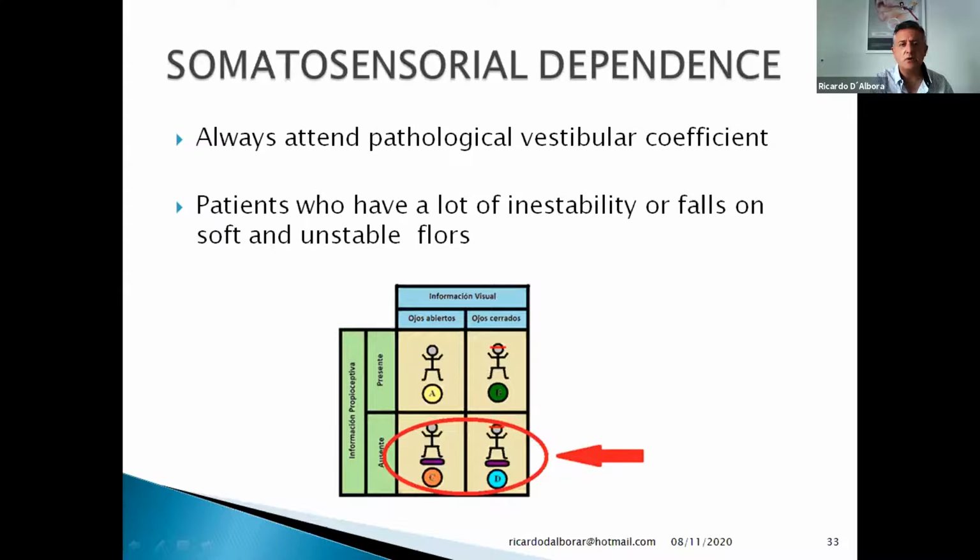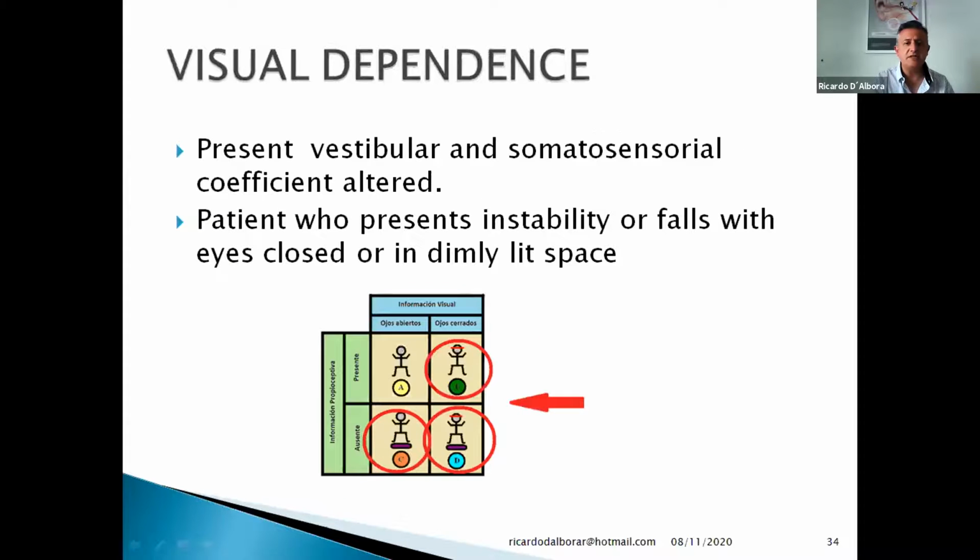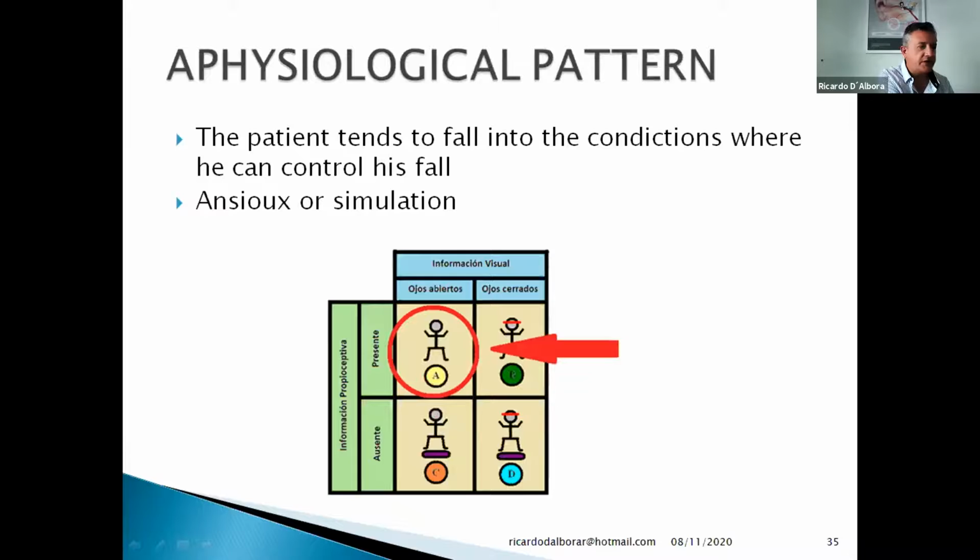Somatosensorial dependence always attends pathological vestibular coefficients. These are patients who have a lot of instability or falls on soft and unstable floors. Visual dependence presents with vestibular and somatosensorial coefficients altered. The patient presents instability or falls with the eyes closed or in dynamic little space. A physiological pattern: the patient tends to fall into the condition where he can control his fall, anxious or simulation.